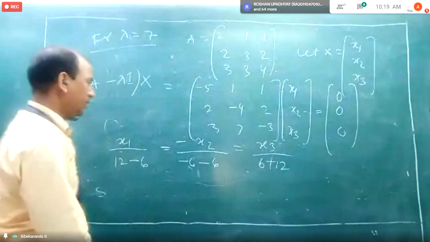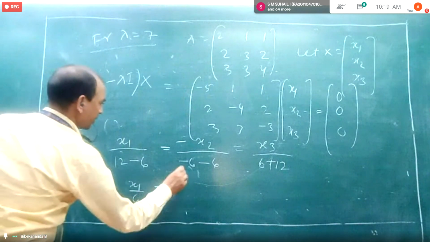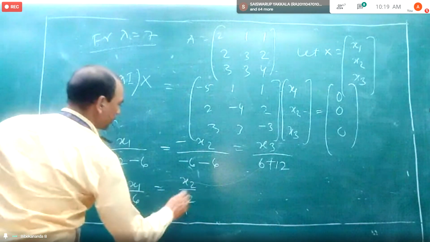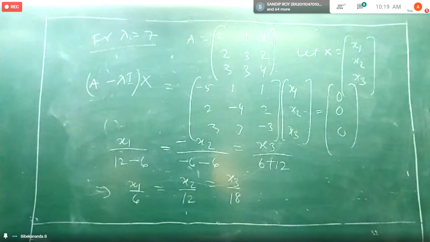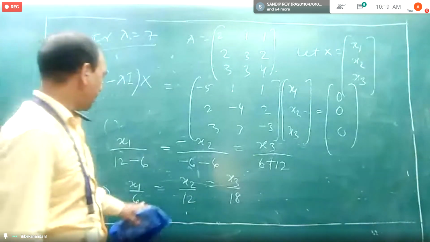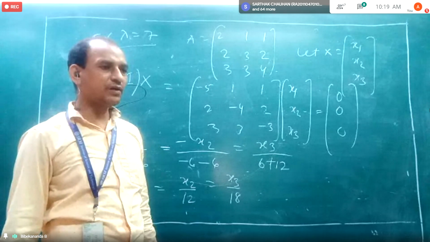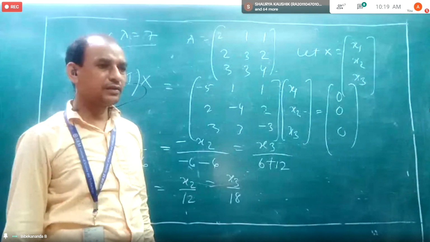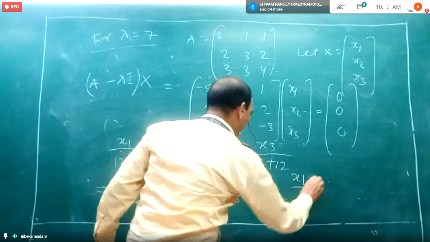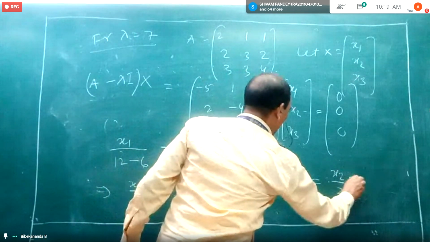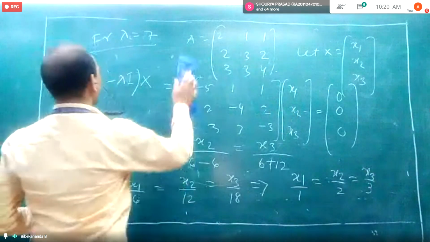Okay. So finally, what is the thing you are having? X1 by 6, X2 by 12, and X3 by 18. Now, what is the common everywhere? 6. So we can normalize this, and you can write X1 by 1, X2 by 2, and X3 by 3.